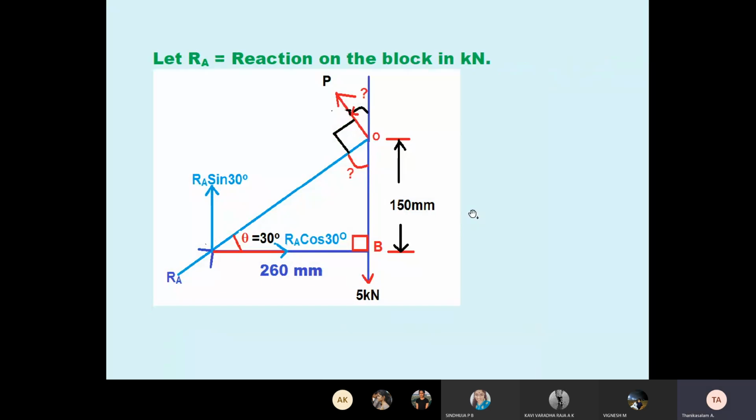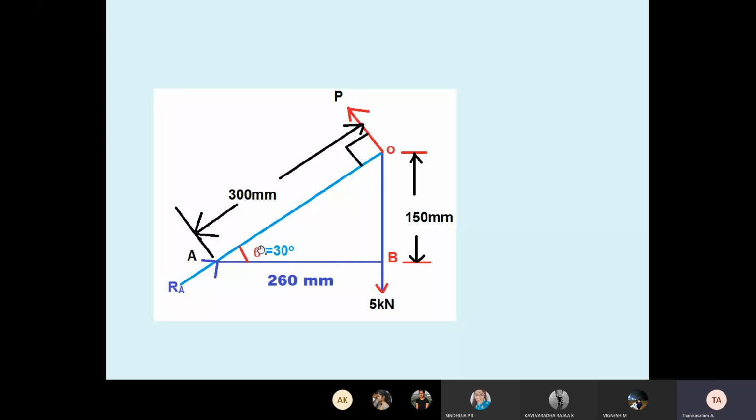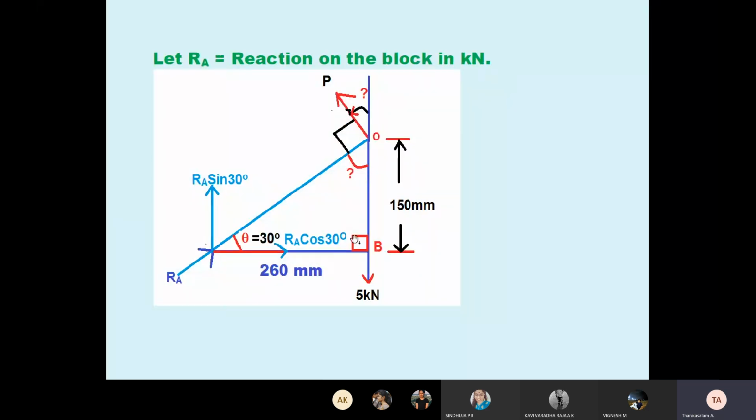Now I'm resolving. See, RA goes to which quadrant? Students, RA goes to which quadrant? First quadrant, no? With respect to the x-axis the angle is 30 degrees, so I converted to RA cos 30, RA sin 30. Similarly, any force we must resolve with respect to the x-axis and y-axis. Students understand, any force we have to resolve with respect to the x-axis and y-axis.